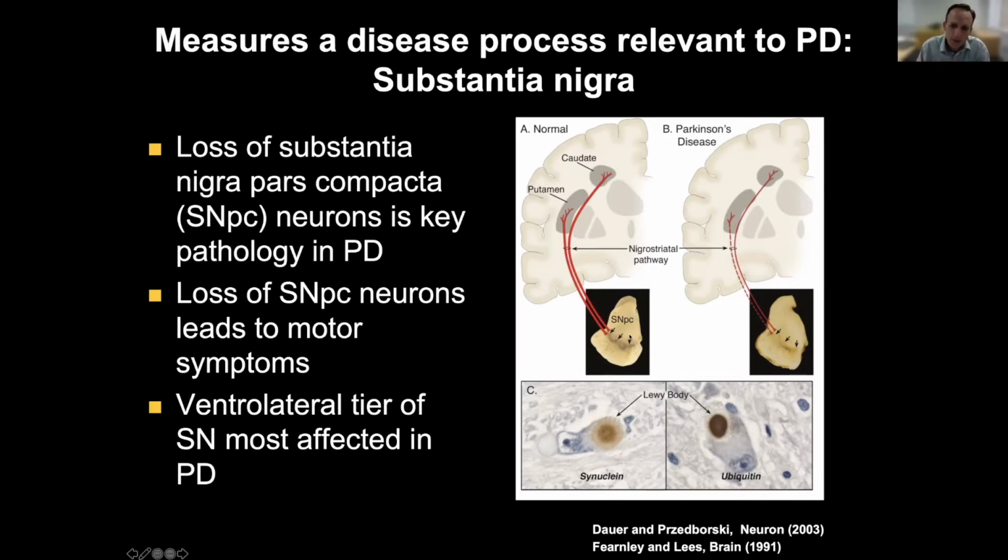And so what we're trying to do in some of our studies is measure changes in the substantia nigra so that we can provide a measure or an assay that can be used in drug development going forward, that might be useful for determining if a drug is or is not disease modifying.